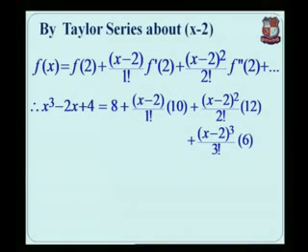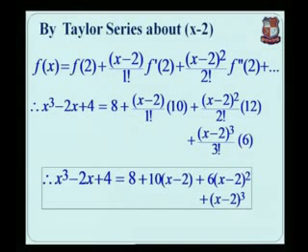Now we simplify this. The first term is as it is. In the second term, 1 factorial is 1, so there is no change, so the answer is 10 into (x minus 2). In the third term, 2 factorial is 2, so 12 by 2 gives us 6. In our fourth term, 3 factorial is 6, so 6 is cancelled. So now x cube minus 2x plus 4 is equal to 8 plus 10 into (x minus 2) plus 6 into (x minus 2) square plus (x minus 2) raised to power 3.